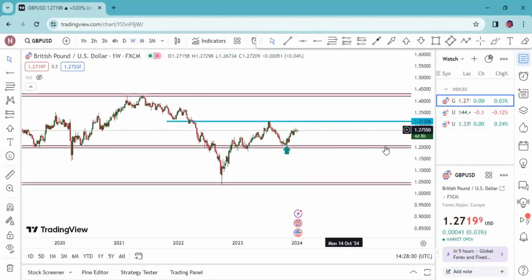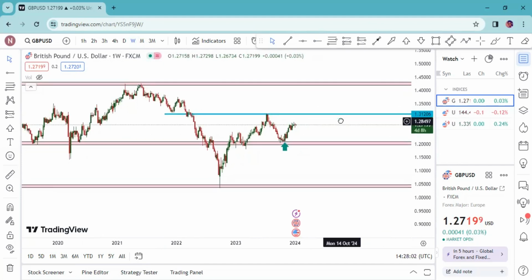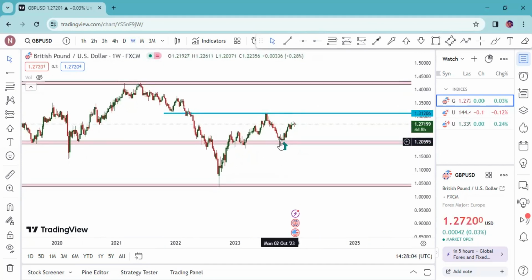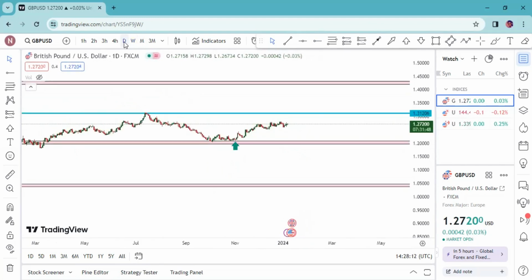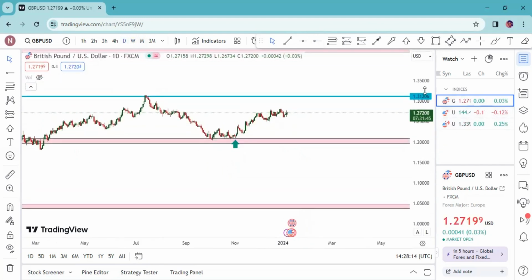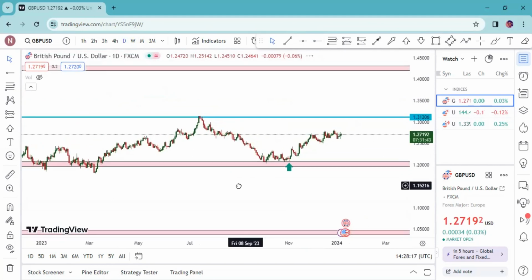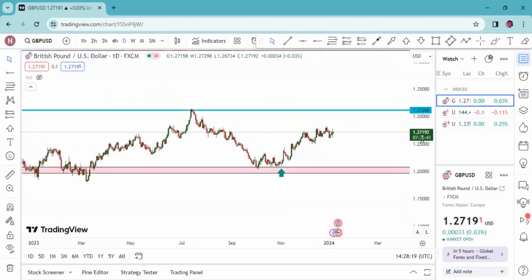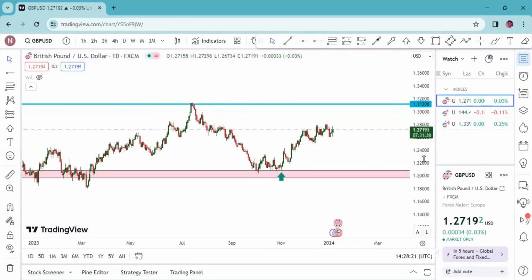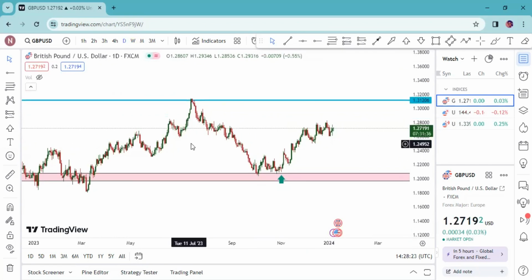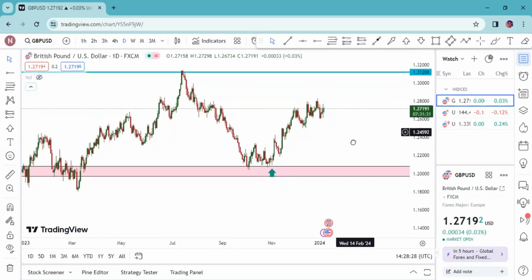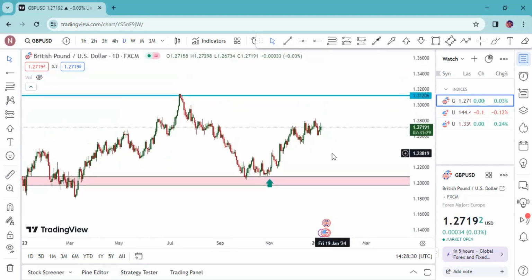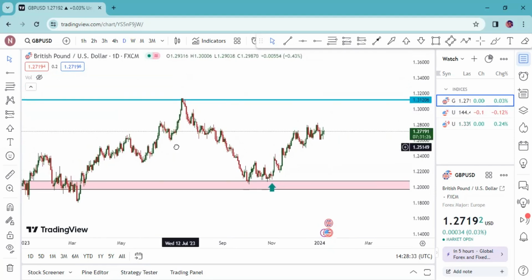Now I'm on weekly. What do I see on weekly? The market now is here. I want to buy this market. I'm going again on my daily. What do I see on my daily? Now, when I go to a smaller time frame, I begin to see more clearer.